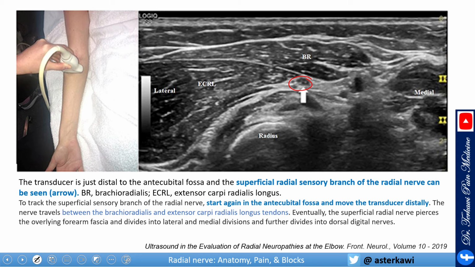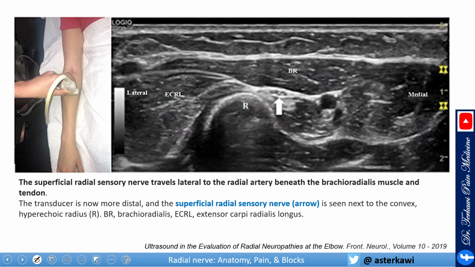The superficial branch is between the brachioradialis and extensor carpi radialis longus at this level. Now, this is again the superficial branch. Notice the orientation. Slightly start to chase it down. So from now on, you will see it underneath the brachioradialis, always under the brachioradialis. And more lateral, you have the extensor carpi radialis longus.